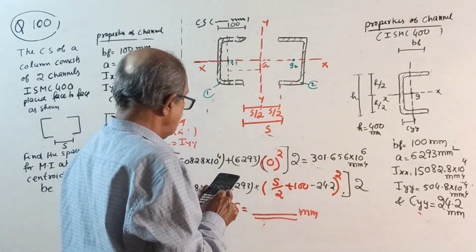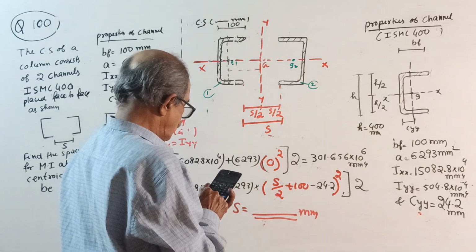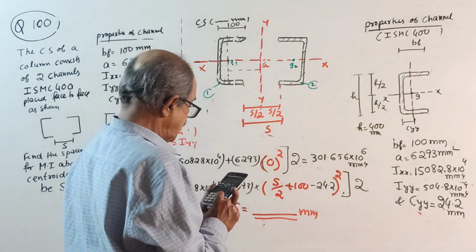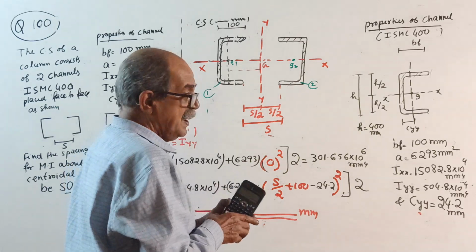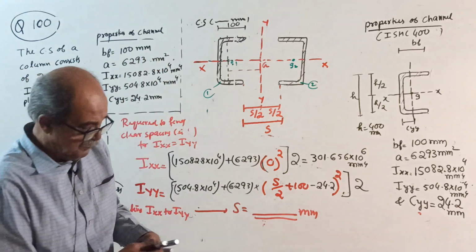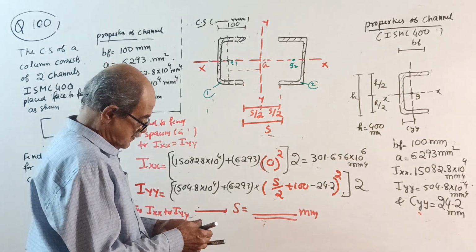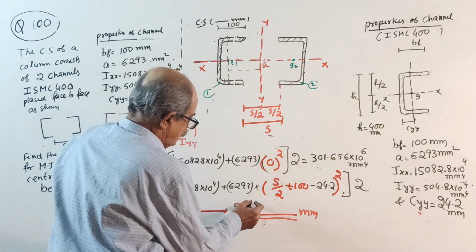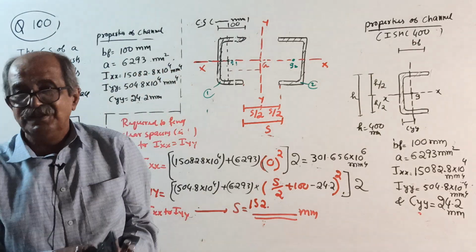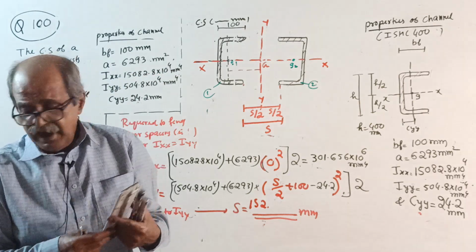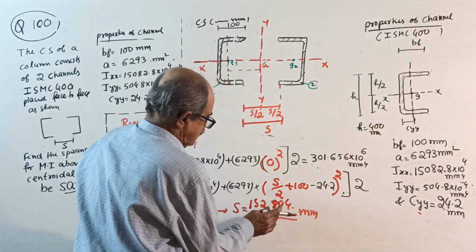root of the answer, minus 100 plus 24.2 plus 24.2, then into 2. 152.804. 152.804 is the answer. If the answer is wrong, you find the correct answer. That's how my memory works when numbers are there. 152.804 is the answer.